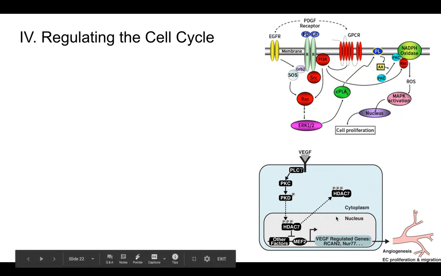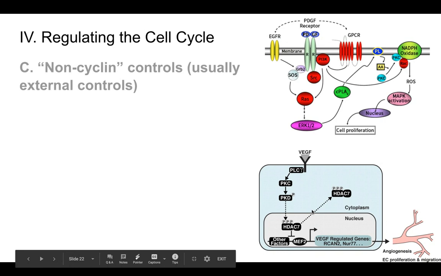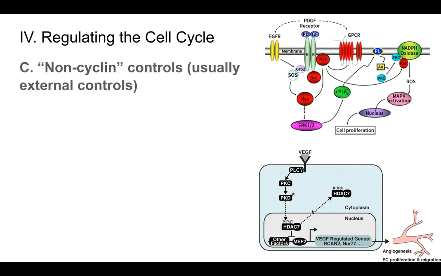Now, these are really complicated diagrams, but let's talk about other things that might control whether or not a cell is going to divide. So these are non-cyclin controls. These typically deal with things in the external environment of the cell, whereas the cyclins we saw a second ago are proteins created inside of a cell that regulate the cell's cycle. These are things that impact the cell cycle from the outside of the cell.